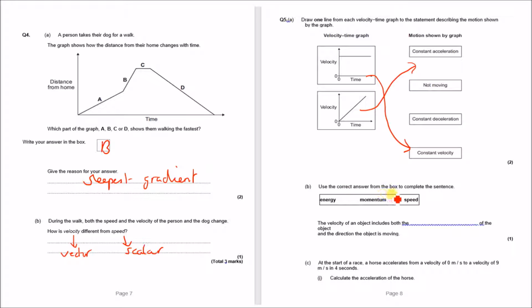Use the correct word from the box to complete the sentence. The velocity of an object includes both the something of the object and the direction. So that is the speed.